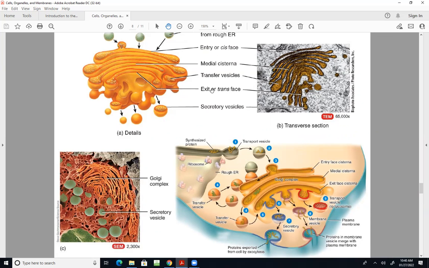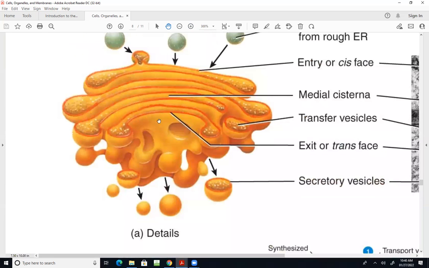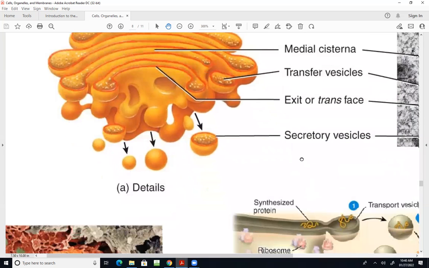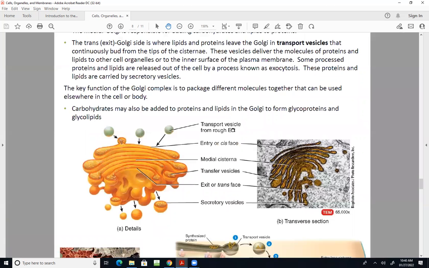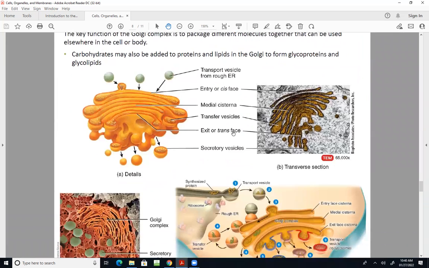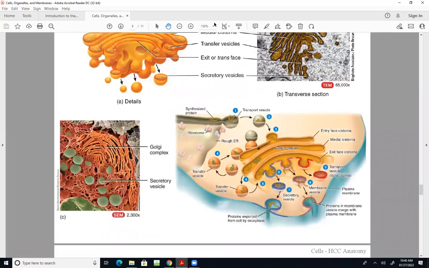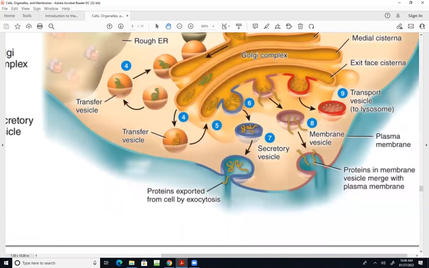Well, that's what the exit or trans face is able to do. This is where we do the same thing: those bubbles form and break free, enabling the protein, the glycoprotein, the fat to be delivered. But where it gets delivered depends upon what it is. Like this illustration down here at the bottom shows, some of those proteins are going to get just dumped out of the cell altogether, like we show right here. What if it's a protein that's going to become a channel? Maybe it's going to have to become part of the plasma membrane so it can merge with the plasma membrane.